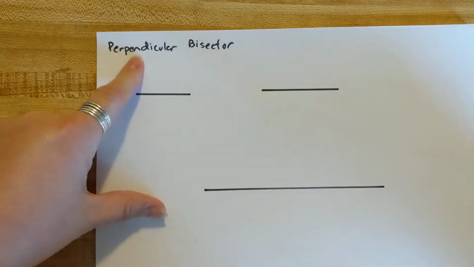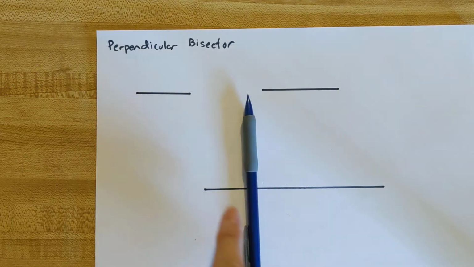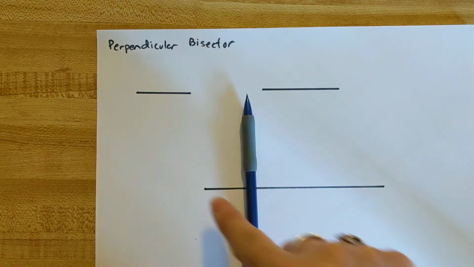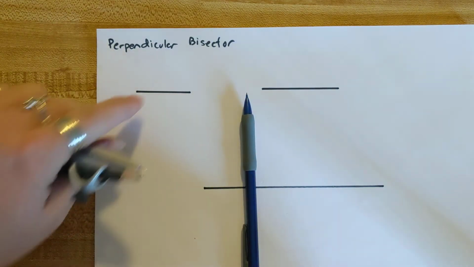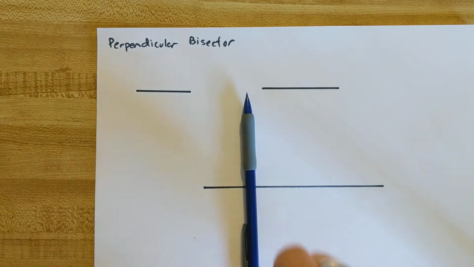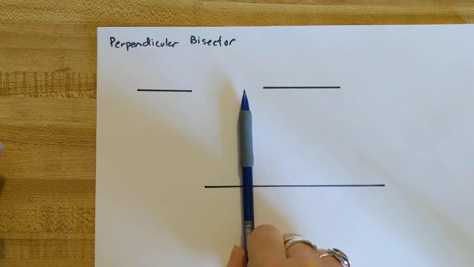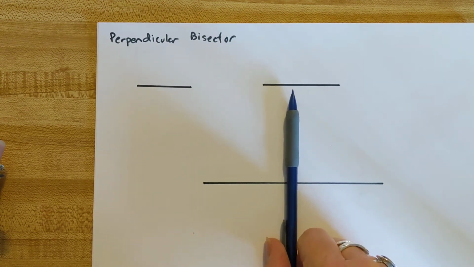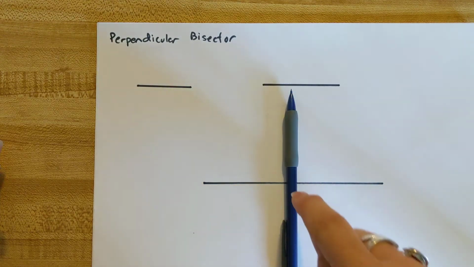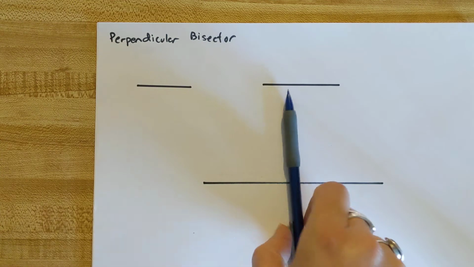So first, perpendicular: it's when you have two lines that make a right angle. This line is perpendicular to that line, and you get four right angles. Bisector means it goes right through the midpoint. So although this is perpendicular to that given segment, it's not in the middle. If I go right through the midpoint, then I'm perpendicular and I've bisected the original segment. That's what we want to create.